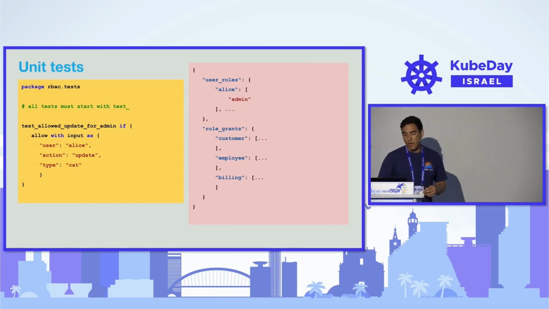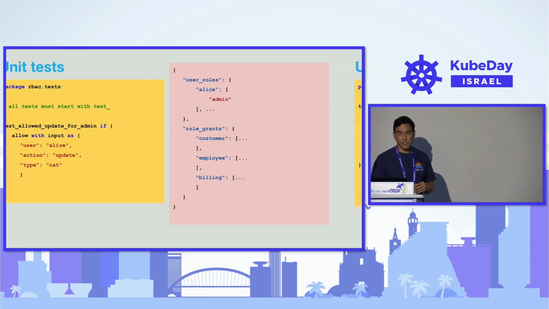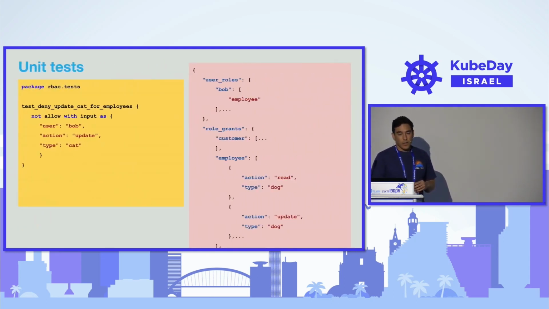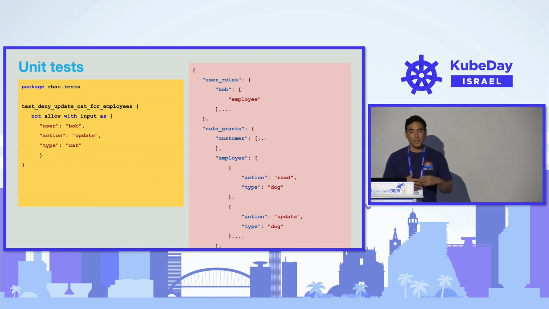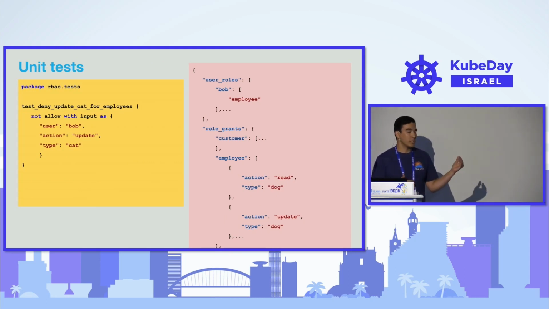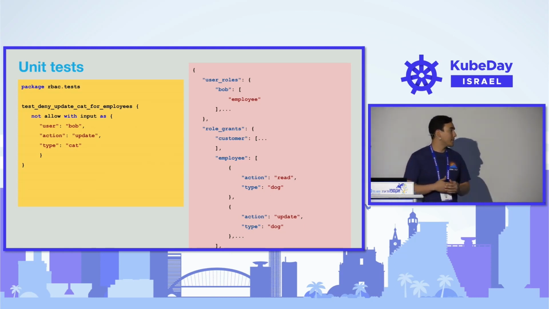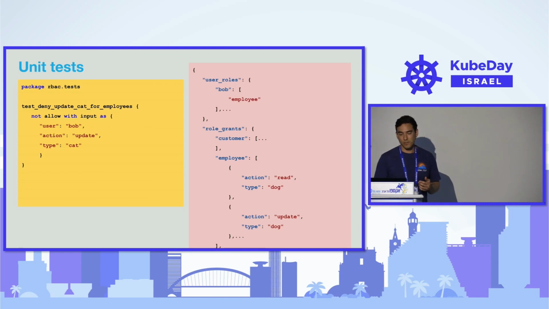And so if you're doing any sort of good test-driven development, right, you're going to be able to define all of your unit tests up front to do this. And so with the inverse of that, right, being able to see that this negative test, not allow, is also going to be true because we're expecting it to be false.